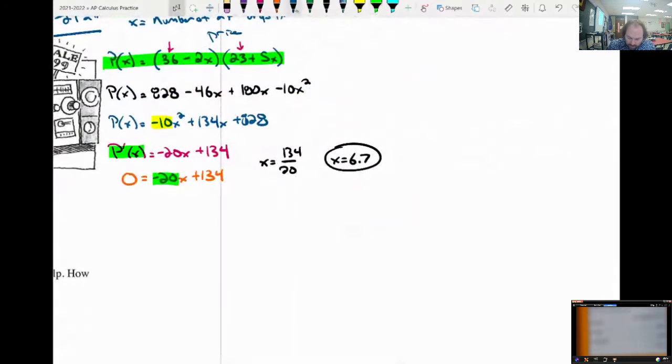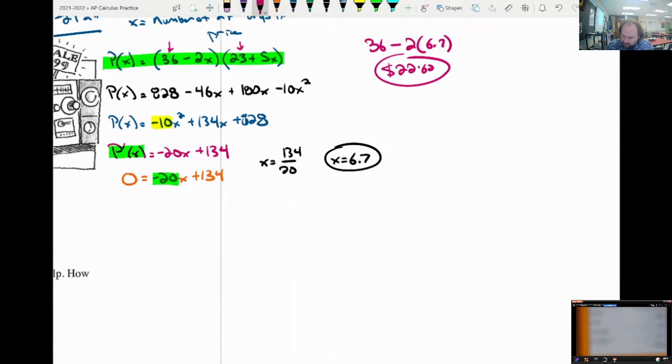If x is the number of $2 drops in price, then we want to take our original $36 we're charging and subtract 2 times 6.7. So we should be charging $22.60 for each stereo.